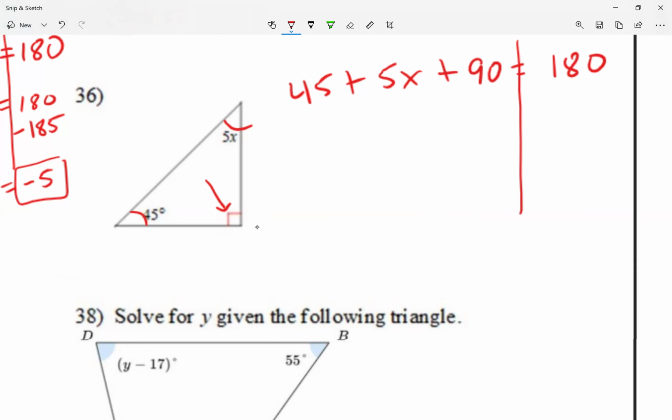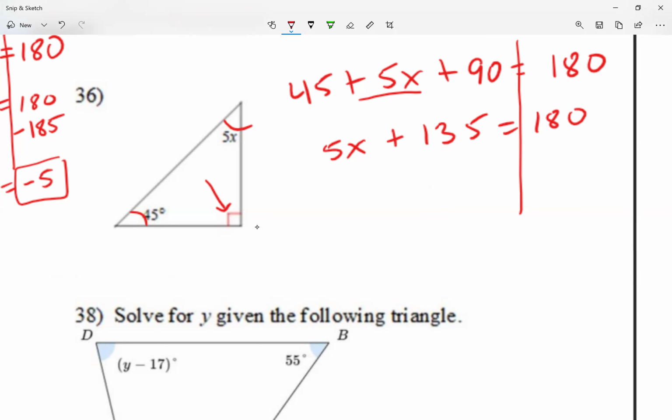All right, let me simplify the left side. When it comes to letters, I only see a positive 5x. So I'm just going to write 5x. When it comes to numbers that don't have a letter, I see 45 plus 90. 45 plus 90 is 135. So let me go plus 135. This is equal to 180. Remember, I'm adding the three angles of a triangle and it equals 180.